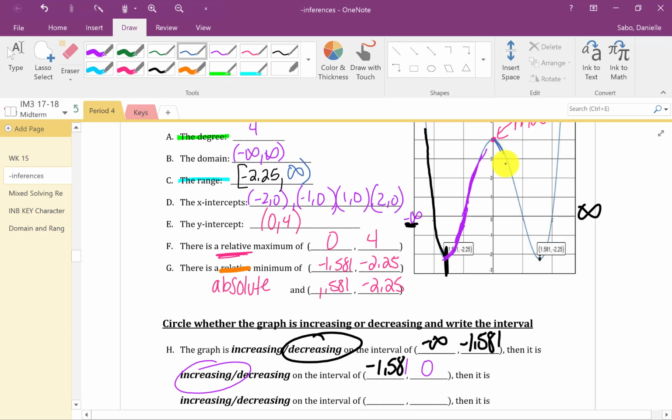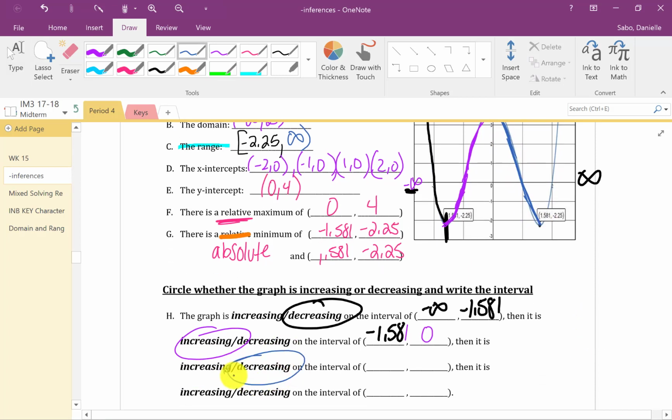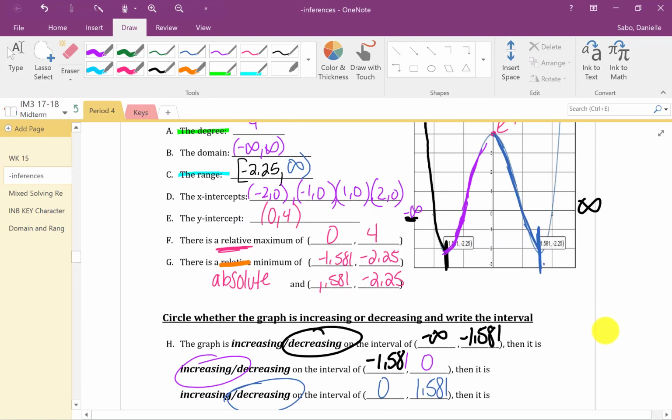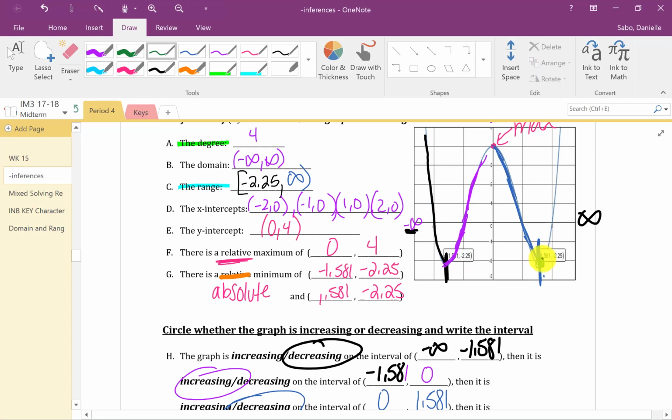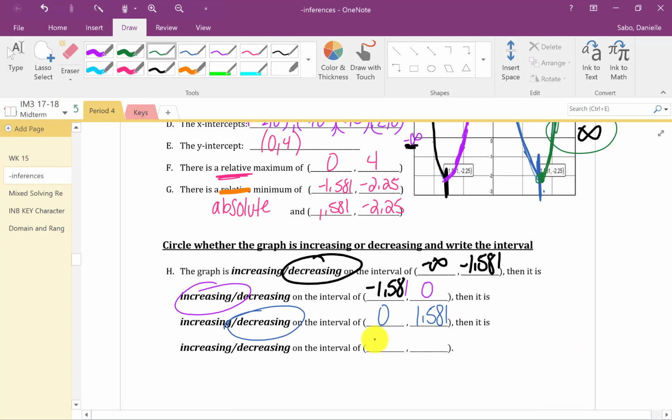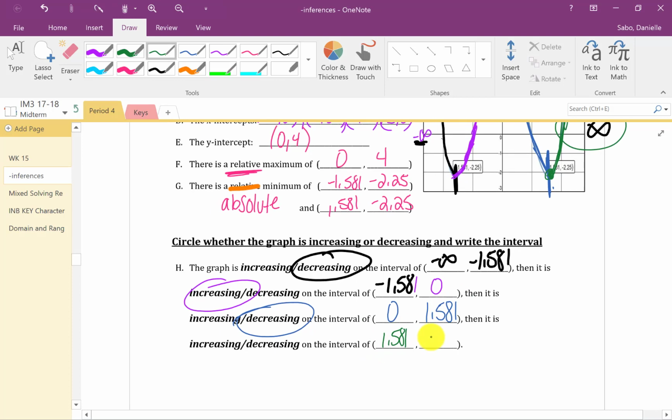Then in blue here, it's going to take a turn and start decreasing. And I'm going to decrease until I hit this x value, that turning point, at 1.581. So I'm going from 0, because that's where I left off, and I'm ending at 1.581. Then this last little piece here, in green, I'm starting still at that 1.581, and I'm going to increase until I get to this positive infinity. So I'm starting at 1.581, which is where we left off, and I'm always going to end at infinity, and I increased.